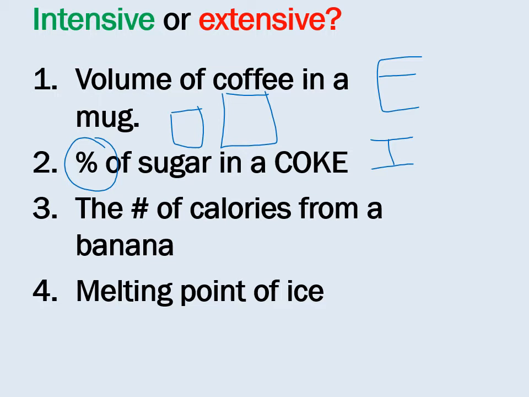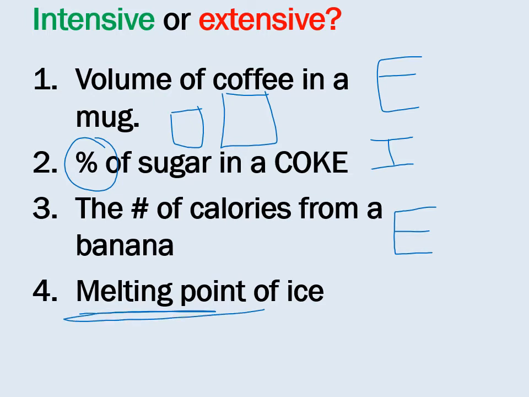Number 3, the number of calories from a banana. Well, if you've ever looked into nutrition, calories depend on how much you're eating. So if you eat a really small banana versus a really big banana, the big banana will have more calories than the small one. So that would be an extensive property. I'll erase my banana.